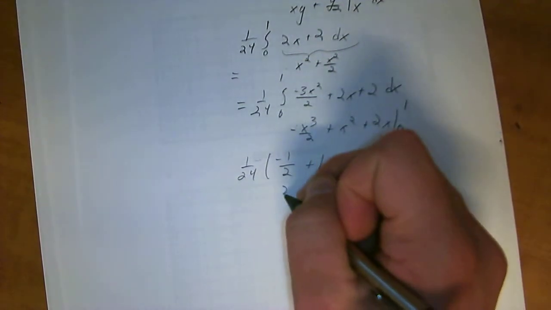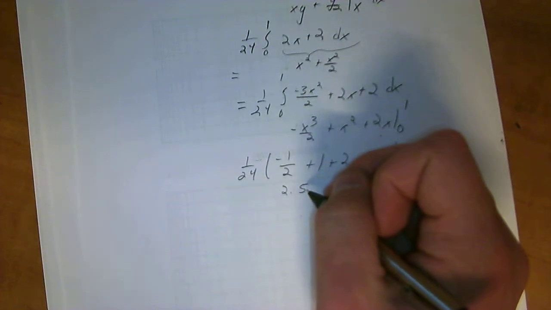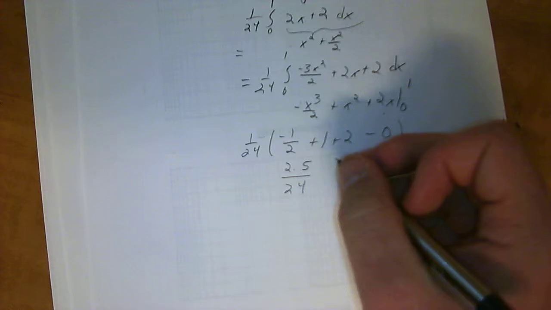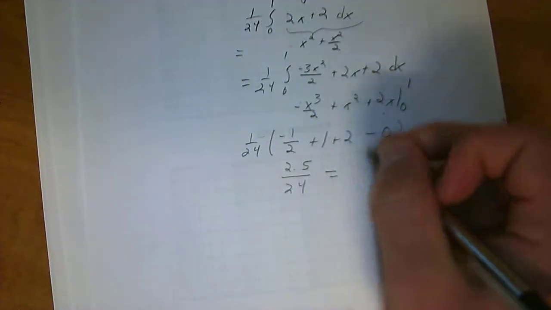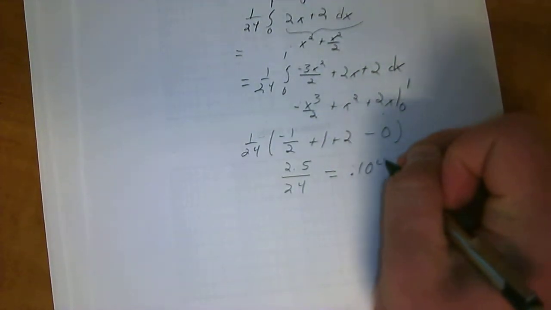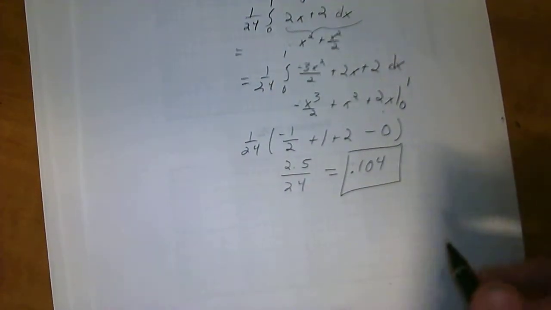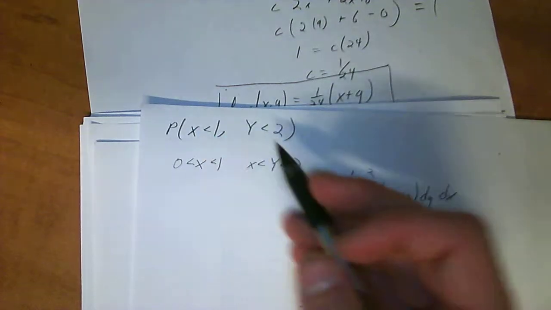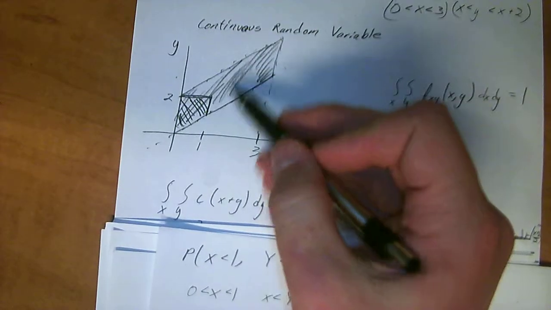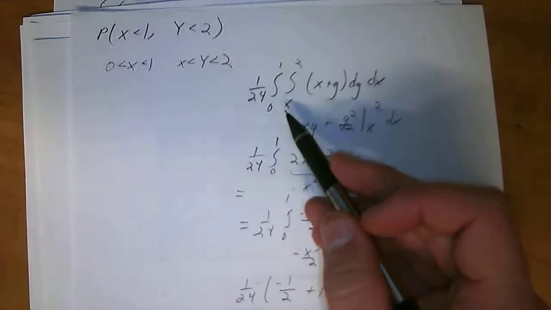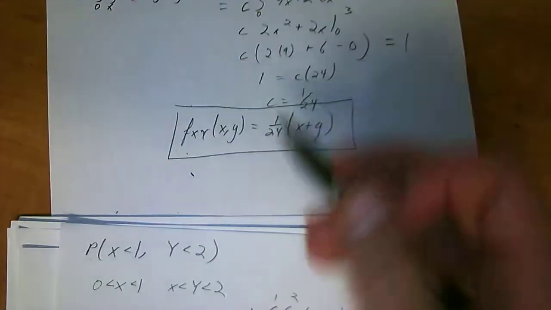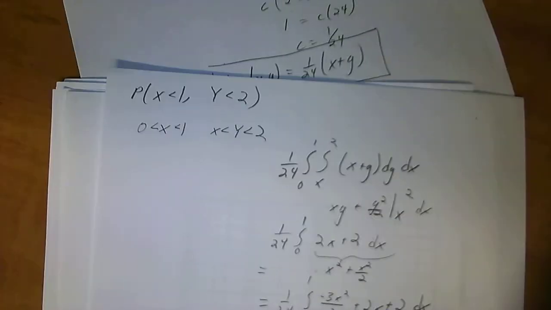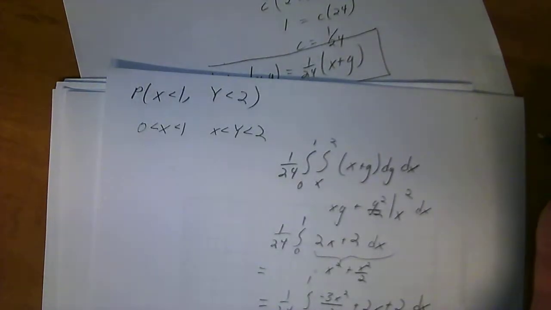which equals 2.5 over 24, which is equal to 0.104. And that is your probability of getting a point within this area. So it's pretty simple. You just go ahead and take the integral of the joint probability density function that you found in the very first part of the problem. And then you can do this for any kind of a range.